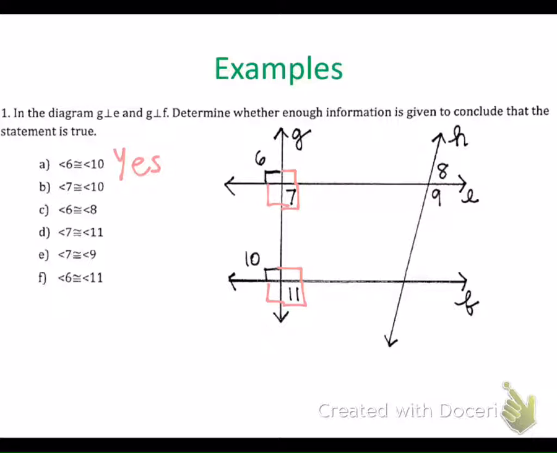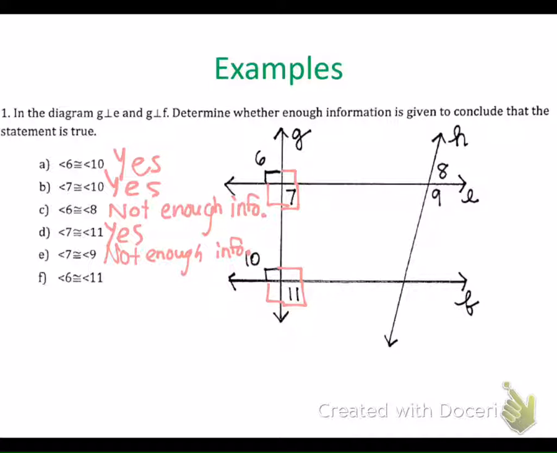Okay, 7 and 10, 7's a right angle, 10's a right angle. 6 and 8, 8 we don't know anything about, so we should say not enough info. 7 and 11, that's a yes, they're both right angles. 7 and 9, not enough info. 6 and 11 is a yes. Those are both right angles.